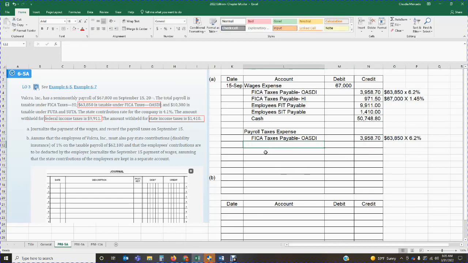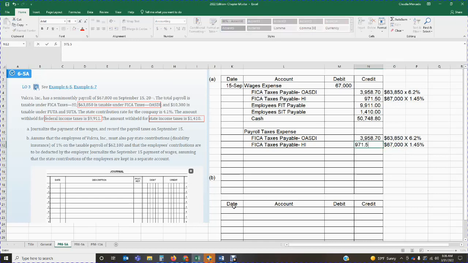The employer also has to pay FICA taxes HI. So we have FICA taxes payable HI. Okay, and that is the same amount. It's the 67,000 times the 1.45%. Okay, and then that will give us the same amount up here at 971.50.